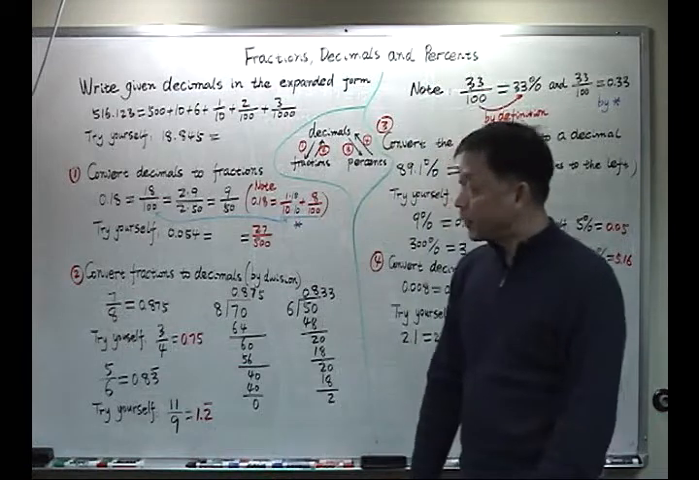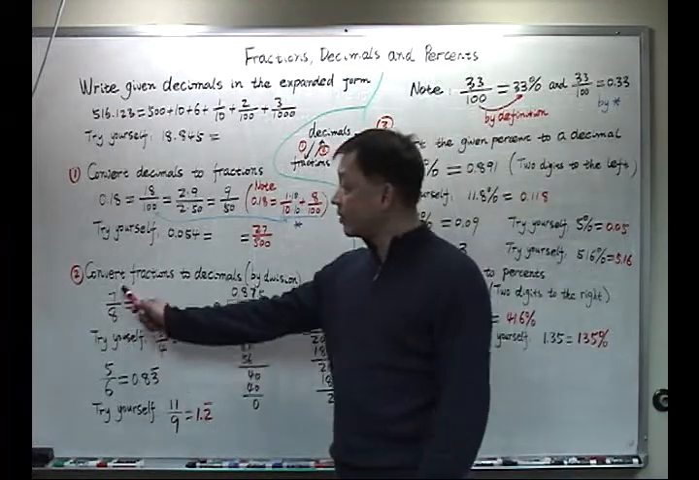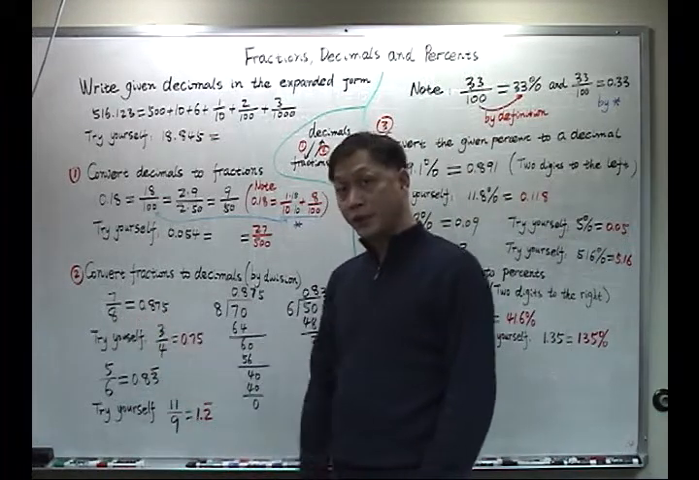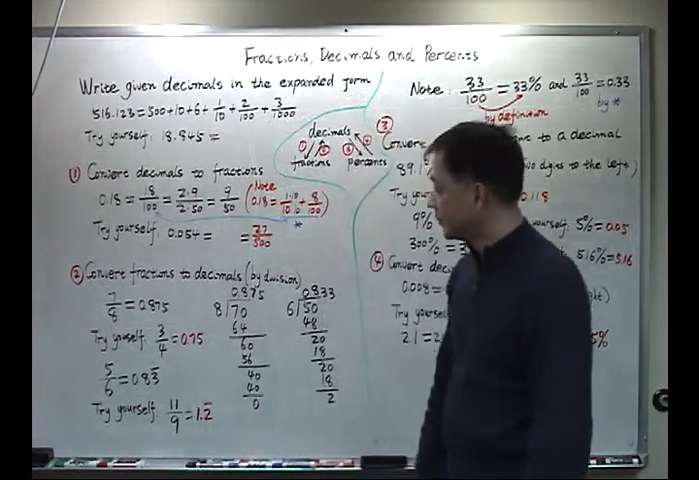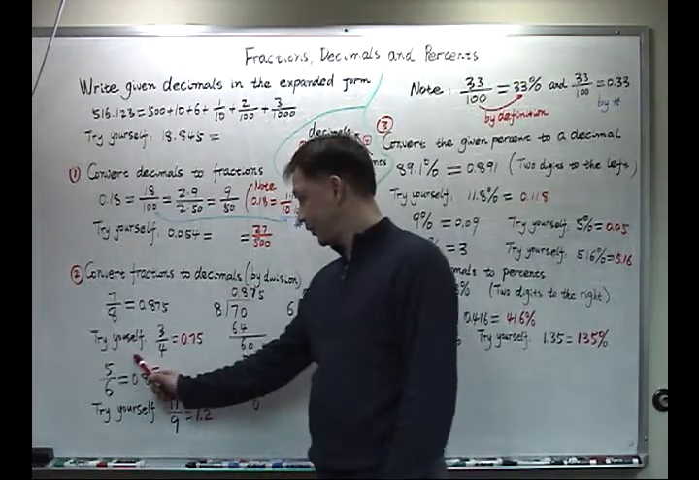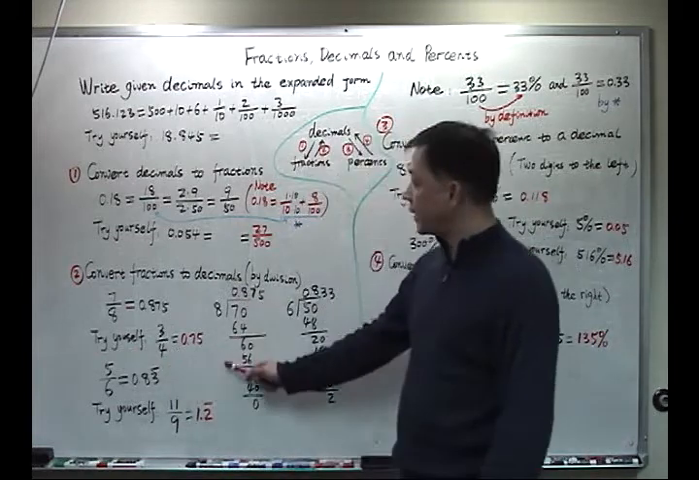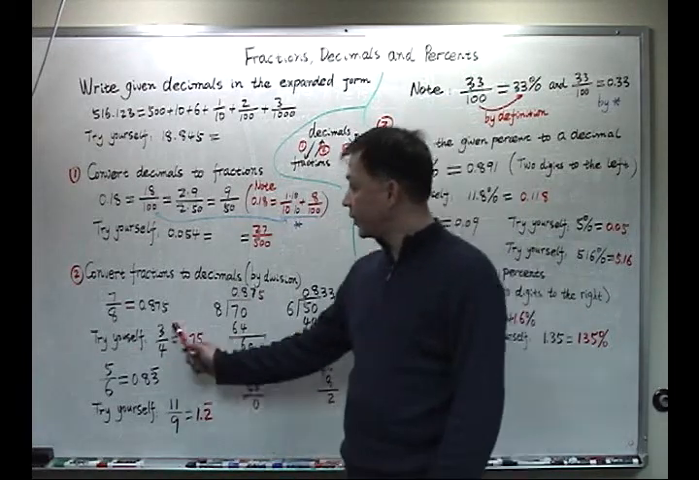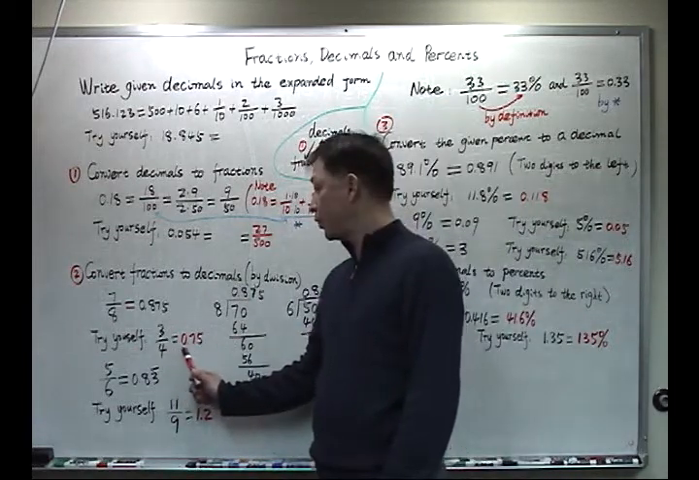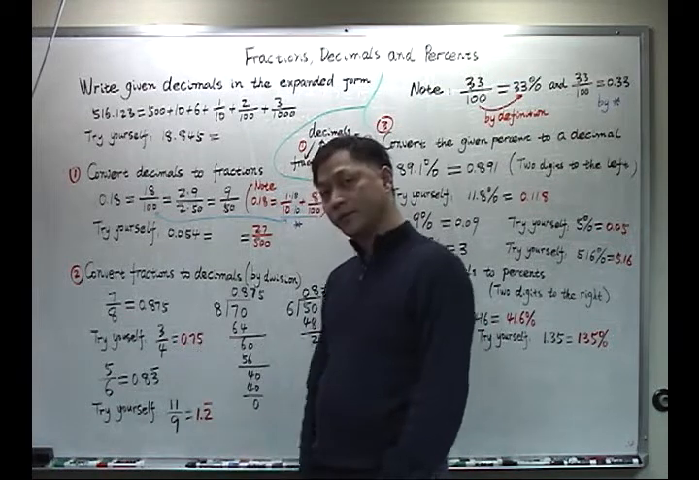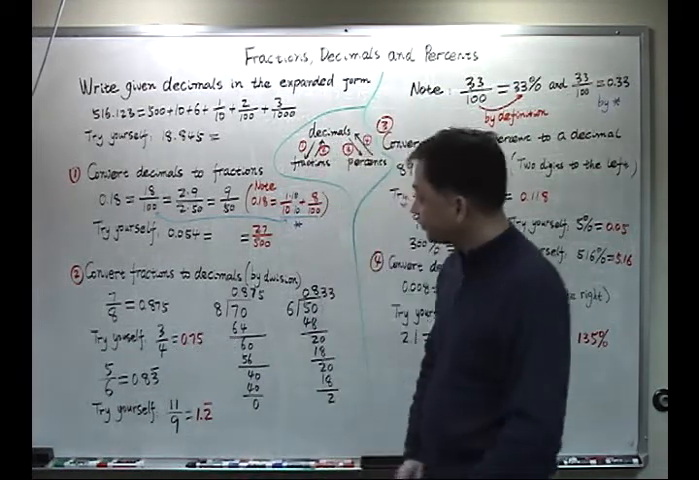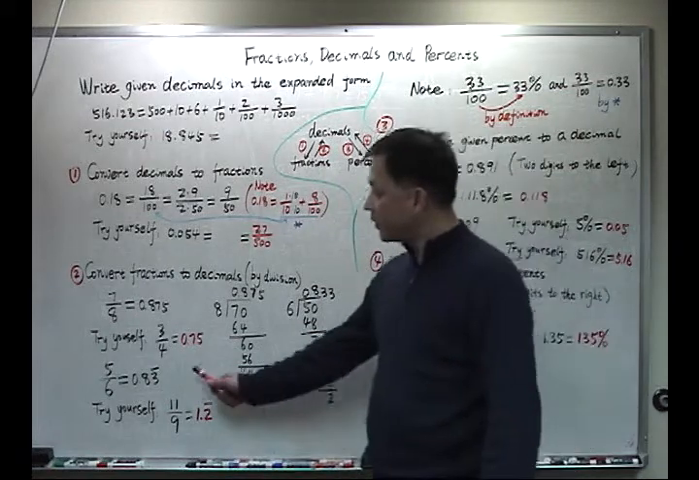If you're using your calculator, that's even easier. 7 divided by 8 gives you this decimal number. Try this one yourself. You can do the division right here, or you can do 3 divided by 4, which gives you 0.75 by using your calculator. Now how about this one?